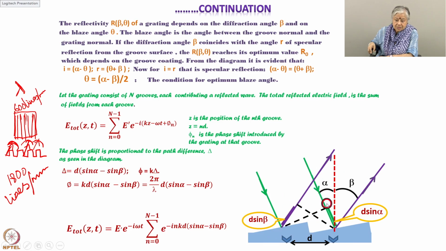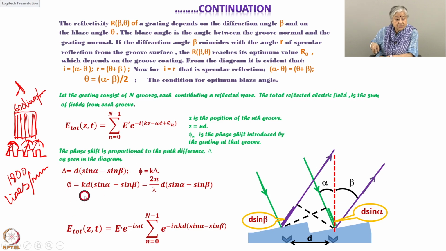So, this part is simple geometry: from here it is d sine beta, and this part is d sine alpha, okay. So, you have to add these two. So, that is what I have done here, sine alpha minus sine beta. This is just giving me the path difference. The phase difference will be k delta, that you already know. K is the wave vector. Wave vector is given by 2 pi by lambda, the same wave vector which we have discussed before, okay. So, k into delta gives you the phase difference. This is the path difference and this is the phase difference.